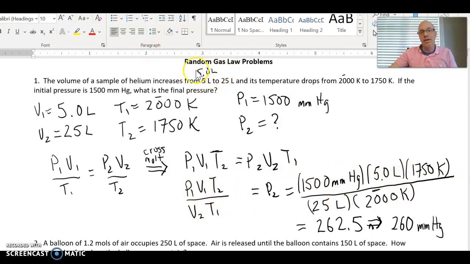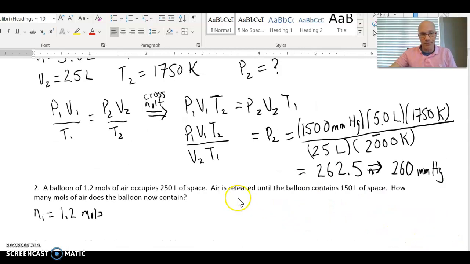I do want to point out that I changed this value to 5.0 liters. That gives us an extra significant figure and means that we're not going to have to round quite that much. After we solve for this, this is the number that pops out of our calculator. But if you look at the numbers that go into the equation, you'll notice that it should be rounded to 2 sig figs. Notice that I also put a bar on top of that 0, which means this would have 2 significant figures. So this would be rounded to 260 millimeters of mercury.